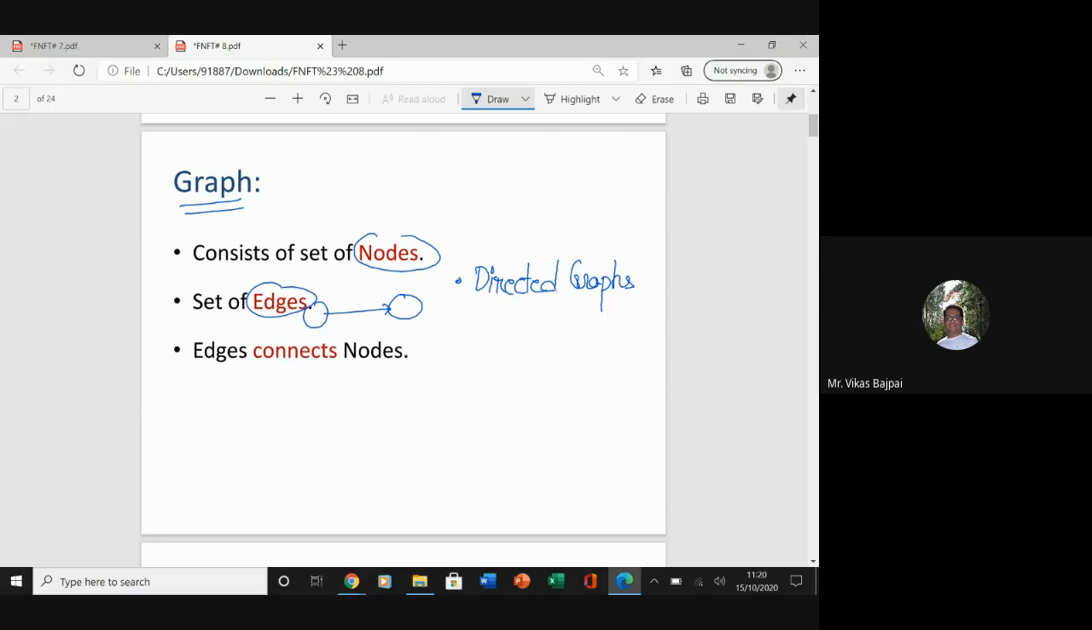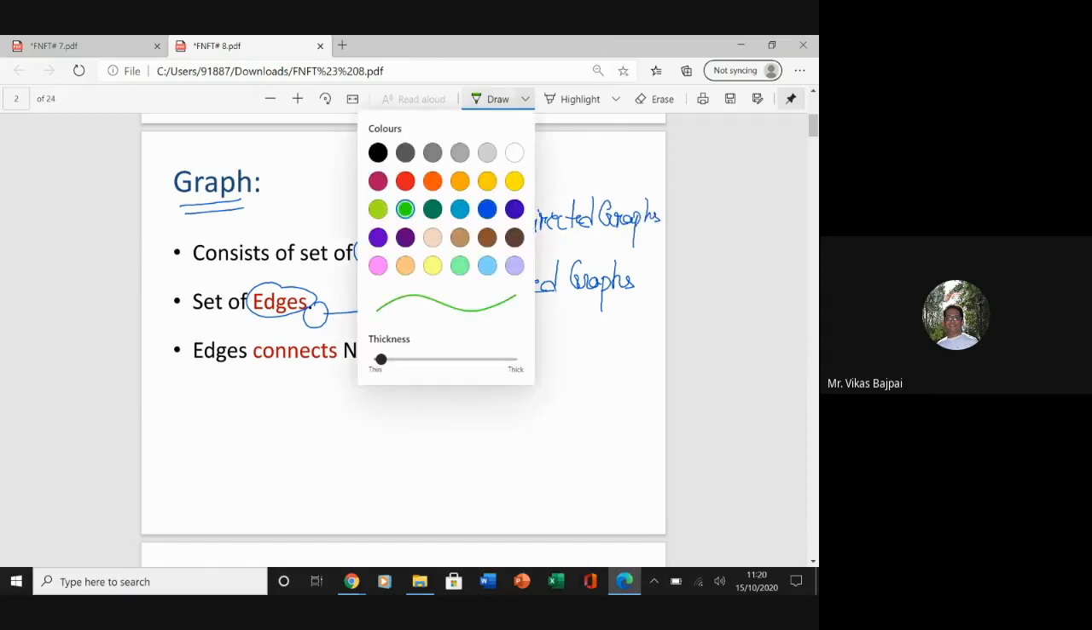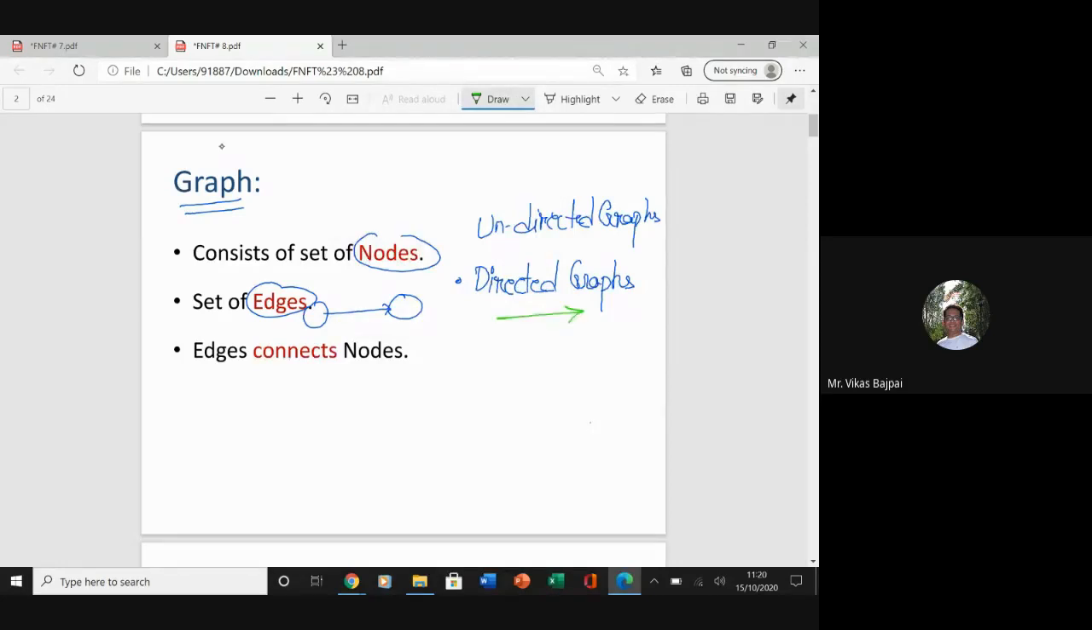Simple one. See, there are directed graphs and then there are undirected graphs. In case of directed graphs, you will find that you have an arrow associated with it. In case of undirected graphs, the set of edges will not have a pointing edge. So in a graph, what we are doing is we are connecting the nodes with the help of these edges.